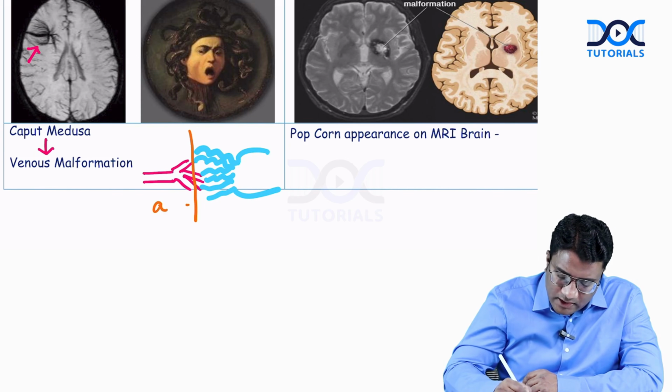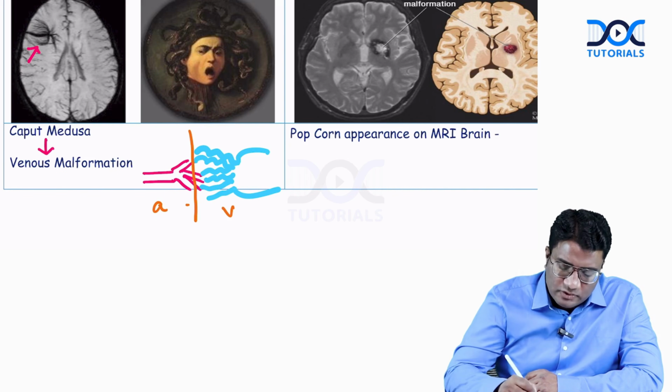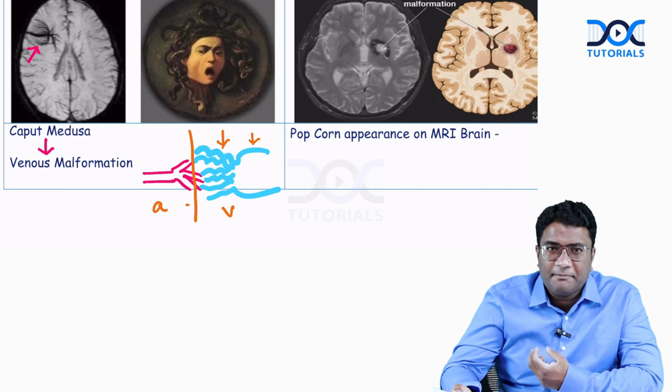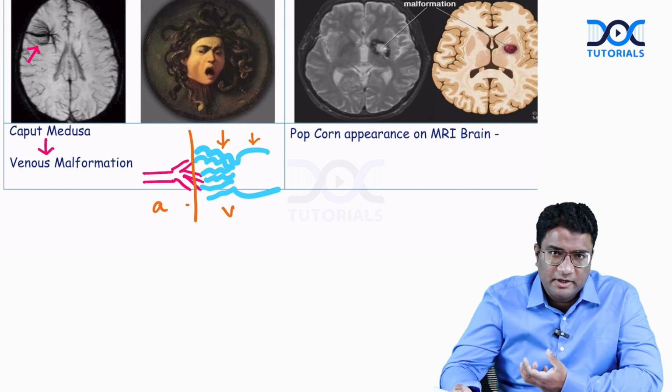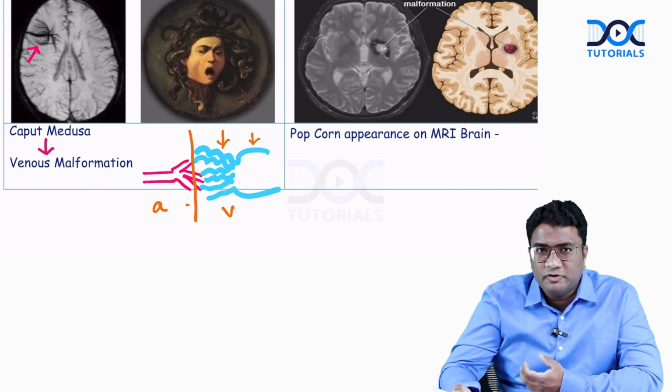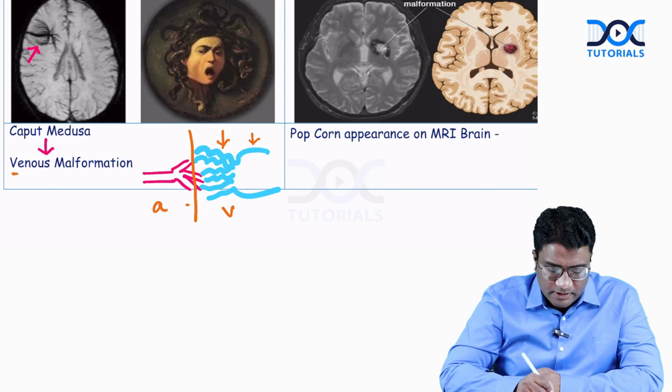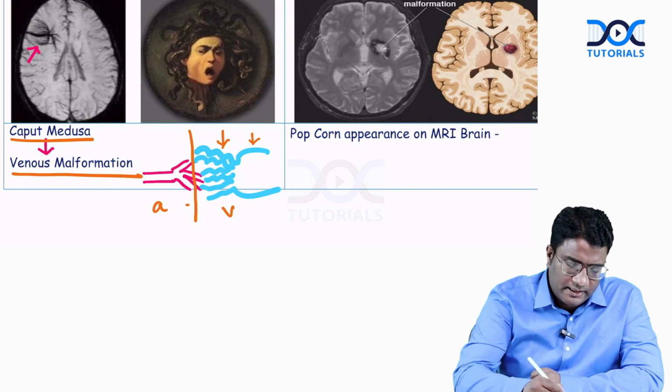The arterial side is okay. The problem is on the venous side. These tortuous serpiginous veins are coming and opening into a single large vein, forming a caput medusa-like or medusa head appearance on the MRI of the brain. This is suggestive of which malformation? Venous malformation. Venous malformation has a caput medusa or medusa head appearance.